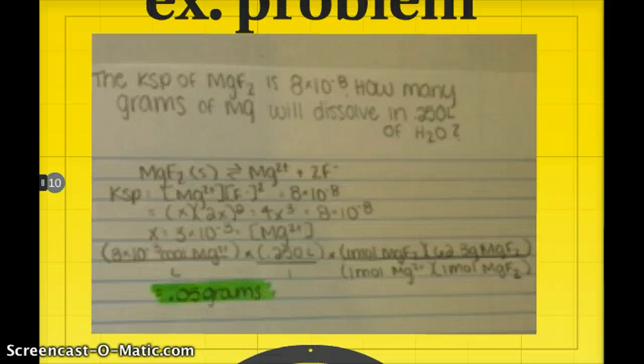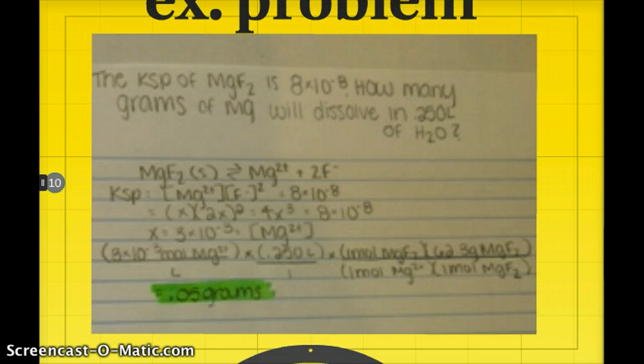Next, change the ions to x's. So magnesium gets an x and fluoride changes to 2x squared. The 2 is still in front of the fluoride because we still have to keep the 2 coefficient in front of the fluoride as well as the exponent. Combine the x's and solve to get x by itself.